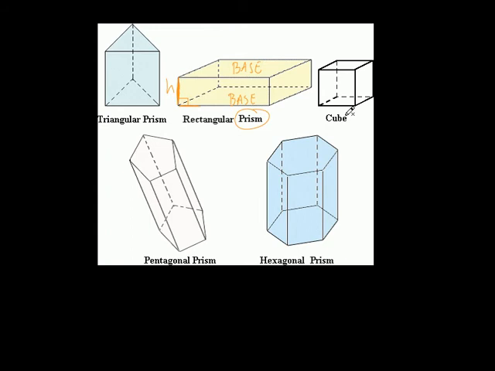A cube, what do you think the base of a cube is? It's a square, exactly right, a square, and that's a cube. Pentagonal prism, the base is a pentagon. And then a hexagonal prism, the base is a hexagon. You can have all kinds of different prisms, but every single one of these, look what happens with the base. The sides go straight up, don't they? They don't bend or lean over.